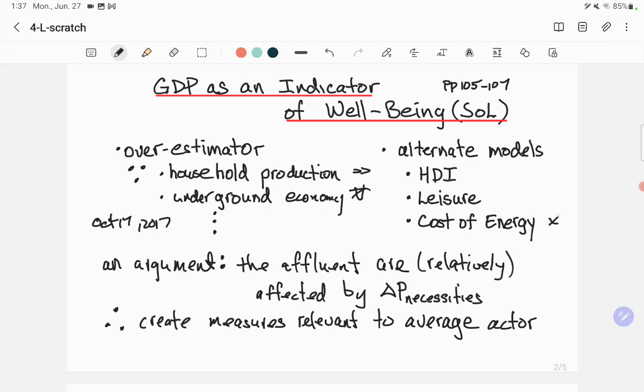And one that I've come across, the cost of energy per person in your country. The cost of energy. What does that tell you about your standard of living? The cost of energy per person.